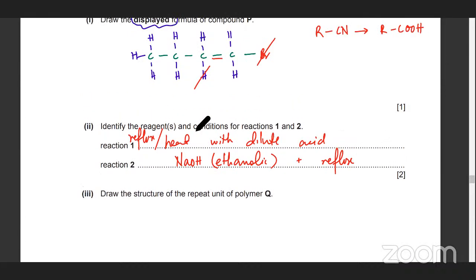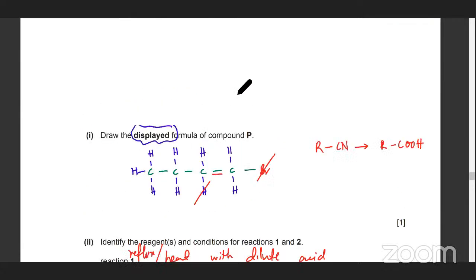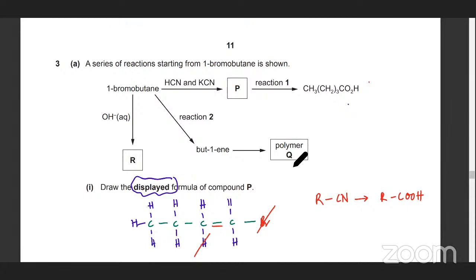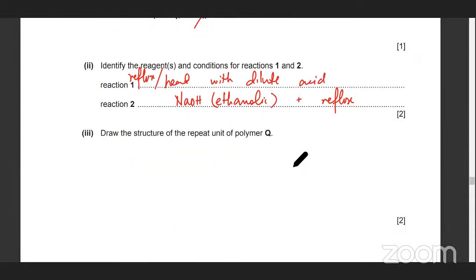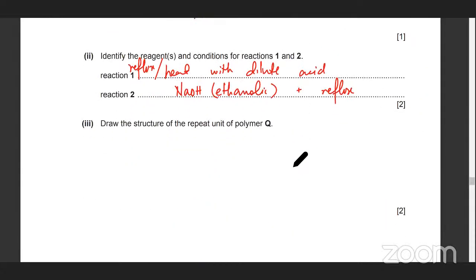Now he's asking for the repeat unit of polymer Q. So what is polymer Q? Polymer Q is formed by this alkene. If you go back, but-1-ene is forming polymer Q. So when you're trying to form polymers, what is the first thing that you're going to try and do? The first thing is, if you're trying to form a polymer, this is but-1-ene.